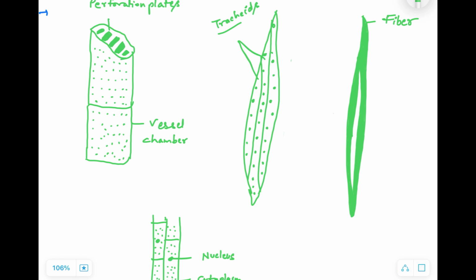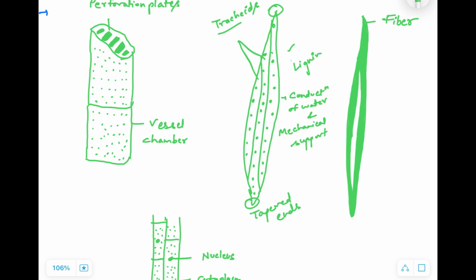First one are tracheids. Here you can see they are long, tube-like cells with tapered ends. And their wall is made up of lignin. Okay, you can also say that they have thick lignified walls. Their function is to conduct water and they also provide mechanical support.